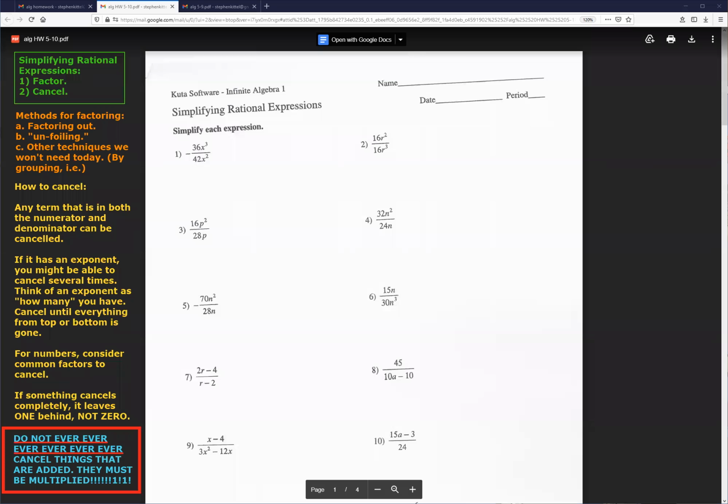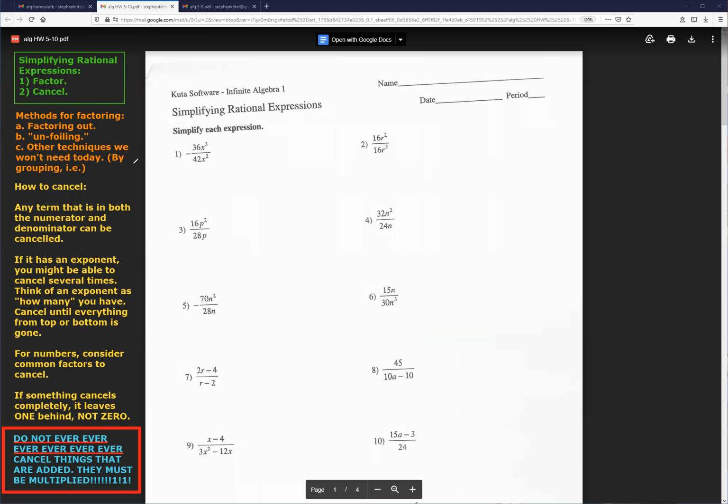Hello, folks, and welcome to a discussion on how to simplify rational expressions, which is a fancy way of saying how do we reduce fractions with variables in them. So, as you can see over on the left, I've already written out a few key points. I'll refer back to them as needed. But what we need to do here is factor and cancel. Those are the two key steps.